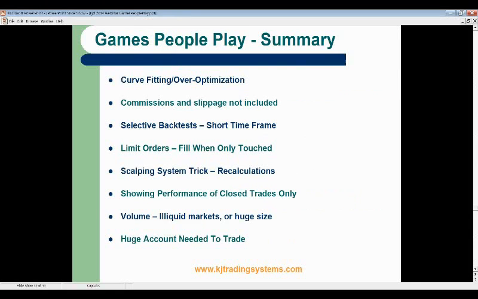All right, so to wrap it up, what have we looked at? What are some of the games that are out there that people play who are selling systems, or that can happen to you if you're developing your own system? Curve fitting, over optimization, that's a big one. Commissions and slippage, got to include them. Back tests that are only a few months, watch out for those. Watch out for limit orders that are filled when there's a touch. Scalping, watch out for how they're doing that. Closed trades, make sure you're seeing open and closed trades. Make sure you're also trading markets with some volume to them and avoiding huge, unrealistic size. And recognize what kind of account size you need to trade a particular system before you get too excited about it.